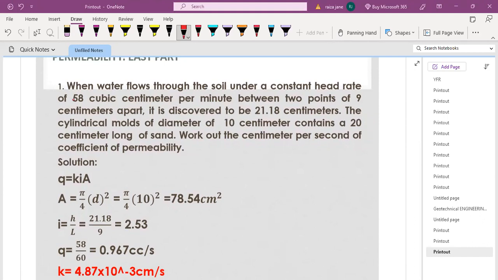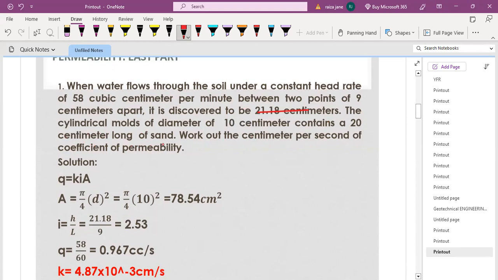The situation in here will be when water flows through the soil under the constant head rate of 58 cubic centimeter per minute between 2 points of 9 centimeter apart. It is discovered to be 21.28 centimeters. The cylindrical mold of diameter 10 centimeter contains a 20 centimeter long sand.